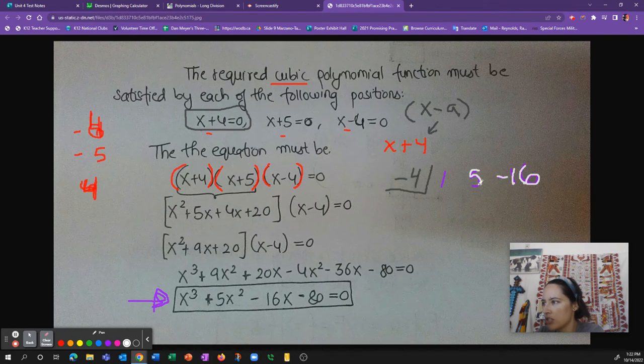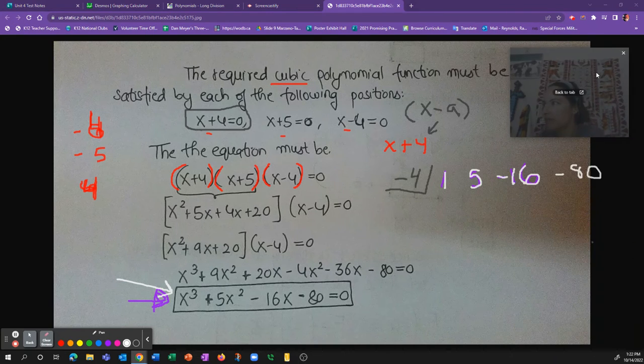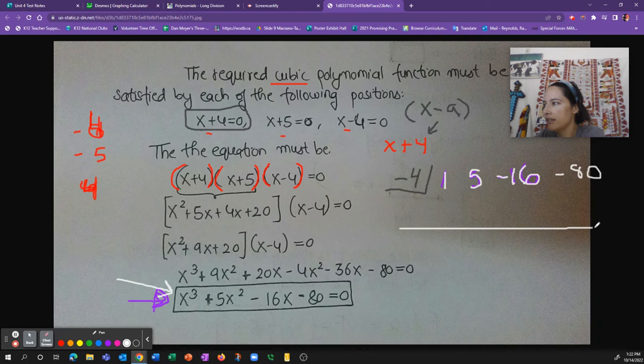These are the coefficients of the polynomial that I am trying to use synthetic division to divide in order to show you what you're looking for problem number 4. -80. Draw your little line. Bring the first one straight down. -4 times 4. -4. 5, so that'd be +1. This should be -4.